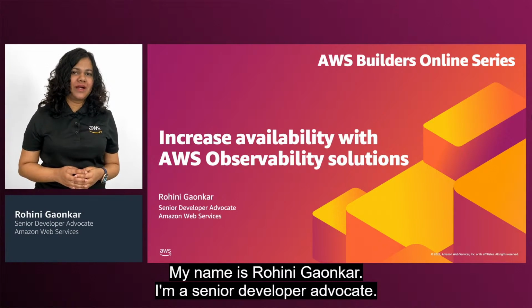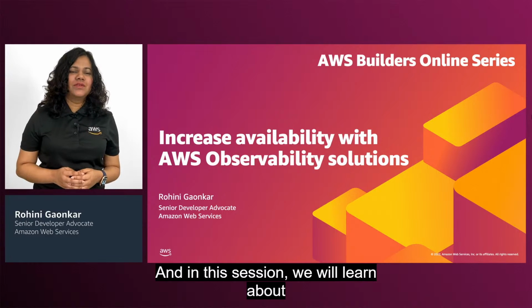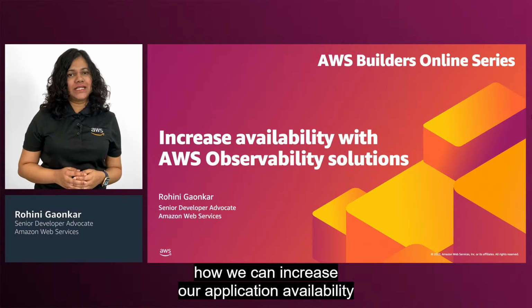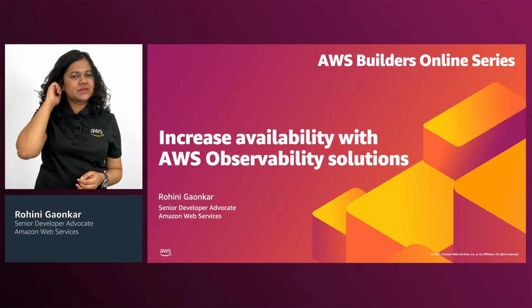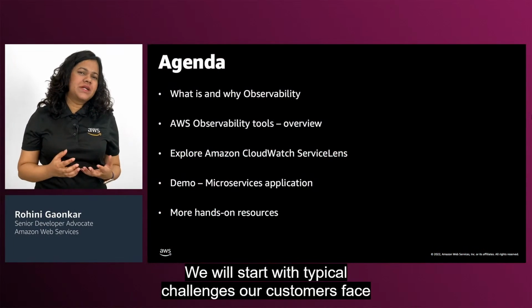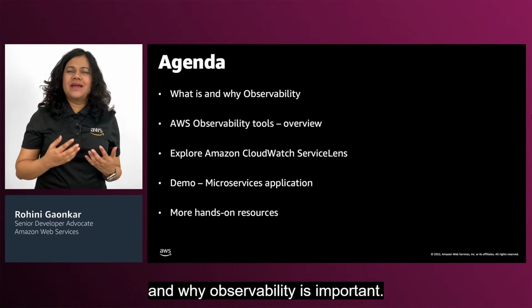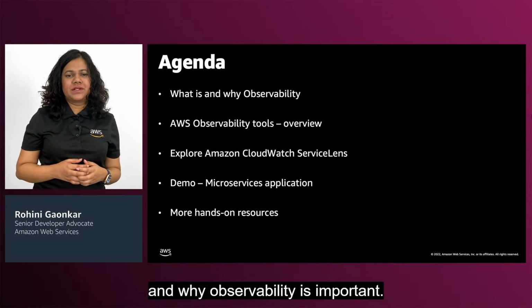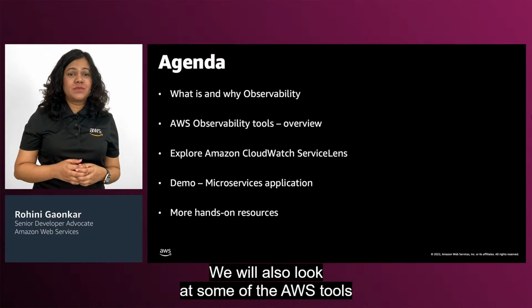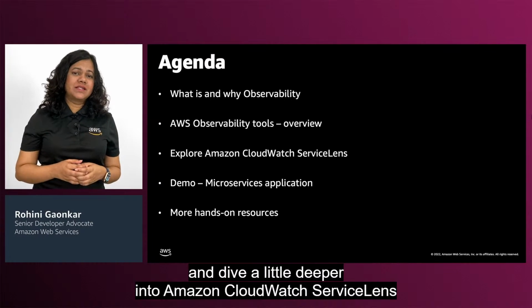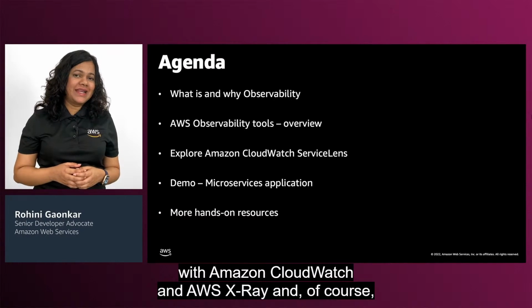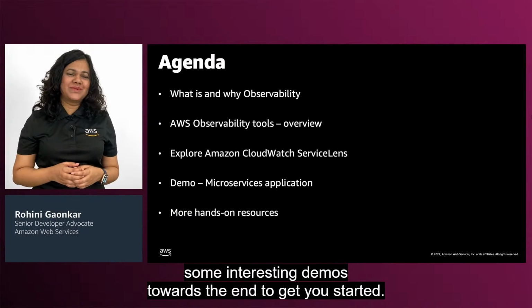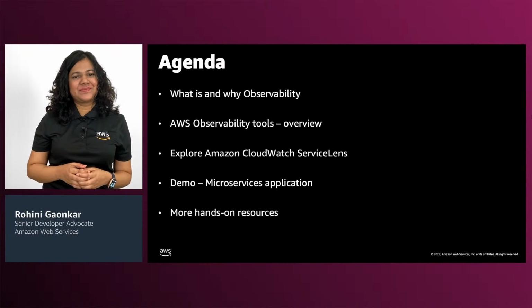I'm a senior developer advocate, and in this session, we will learn about how we can increase our application availability with AWS observability solutions. We will start with typical challenges our customers face and why observability is important. We will also look at some of the AWS tools and dive a little deeper into Amazon CloudWatch ServiceLens with Amazon CloudWatch and AWS X-Ray. And of course, some interesting demos towards the end to get you started.